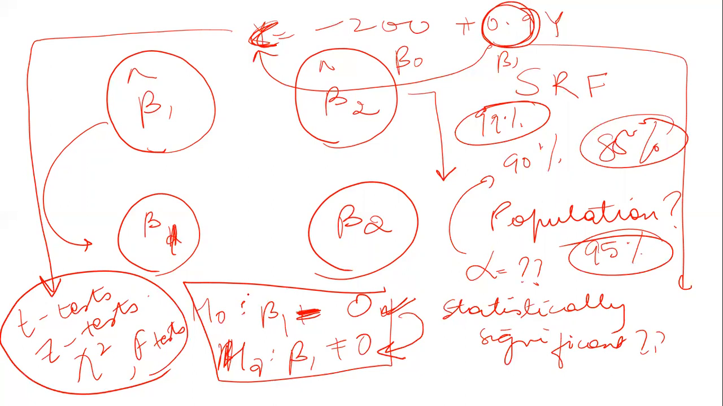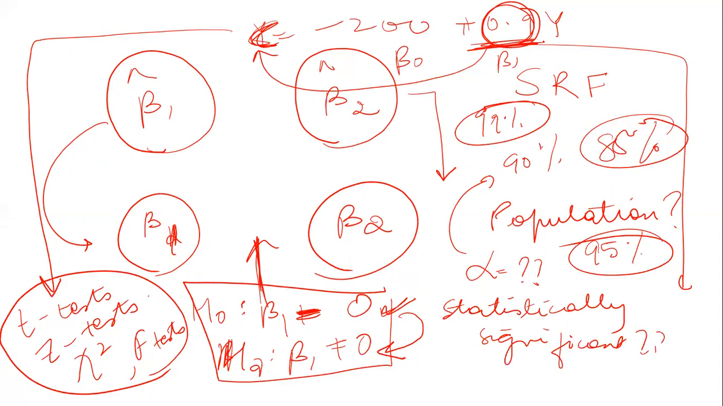But if I do not have sufficient evidence to reject my null, then in that case, whatever be this value, I cannot say that when income increases, consumption increases, because this is not coming out to be significant. So I have to really go ahead and do a hypothesis test to check the significance of these betas.